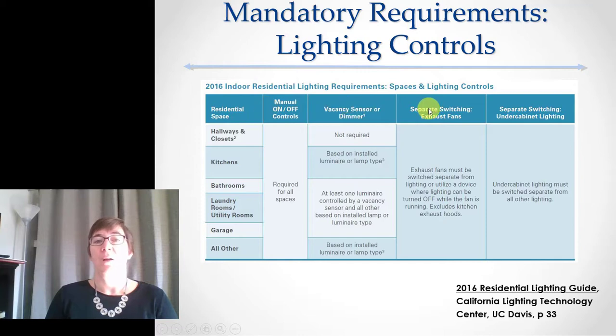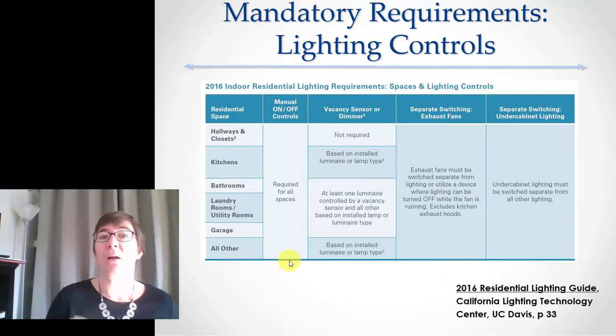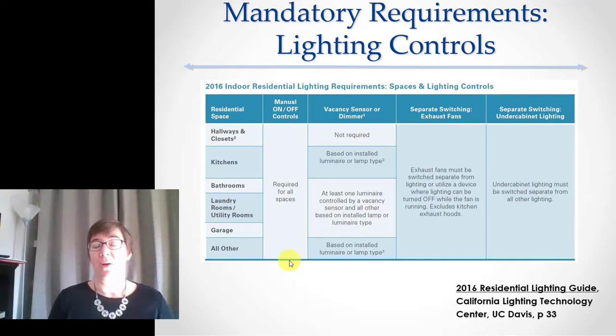And here, along the top of the chart, are some different requirements for lighting controls. It turns out in this category right here, it is mandatory that all of these spaces have manual on-off controls. Okay, this means they're not automatic on a timer or a motion sensor. They can have timers and motion sensors, but they must also have the manual on and off. You've got to be able to turn it on and off when you want to.